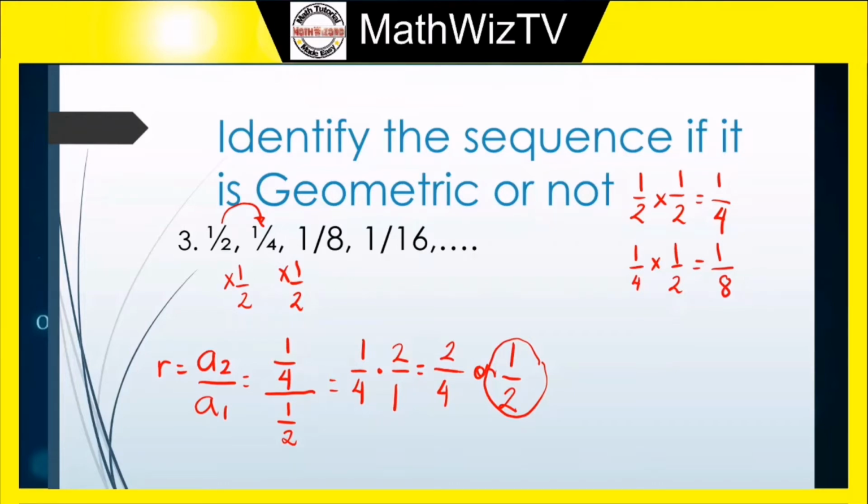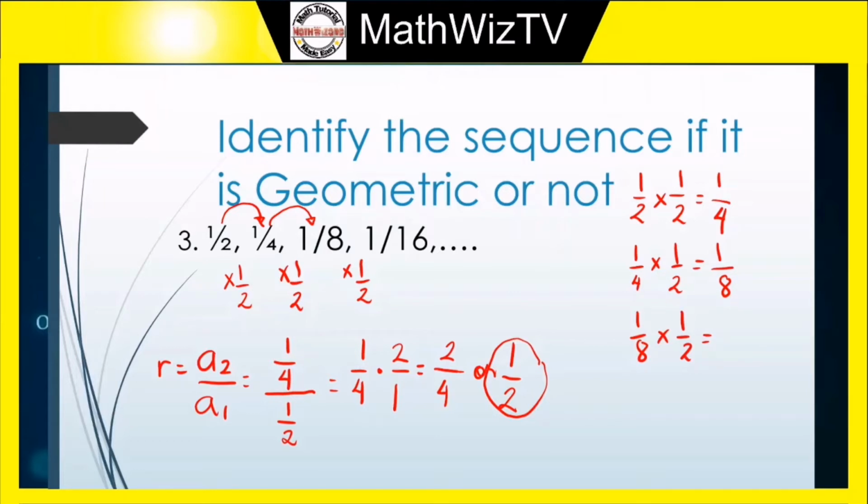Let us check if our answer is correct as we multiply. Yes, our answer is 1/8. Therefore, we can continue the process until we are done with 1 over 16. Again, we multiply it by our common ratio, which is 1/2. So our third term is 1 over 8. Multiply by our common ratio, which is 1/2, to find the next term.